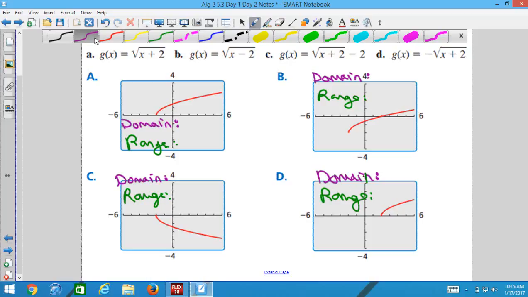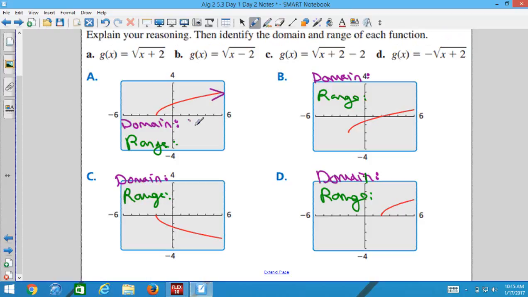Okay, let's talk about domain and range. Those you're going to get visually anyway, and then we'll talk about matching after that. Let's talk about domain for all of them. We're talking left to right. How far left does it go? -2. And then goes on forever to the right. So x is greater than or equal to -2.